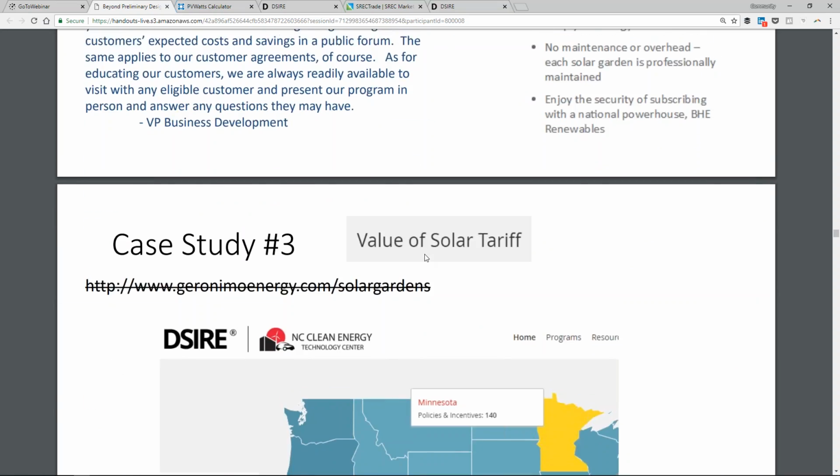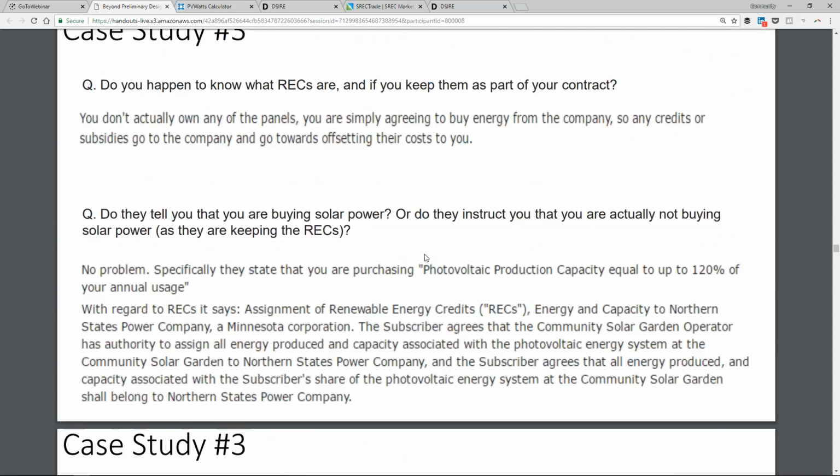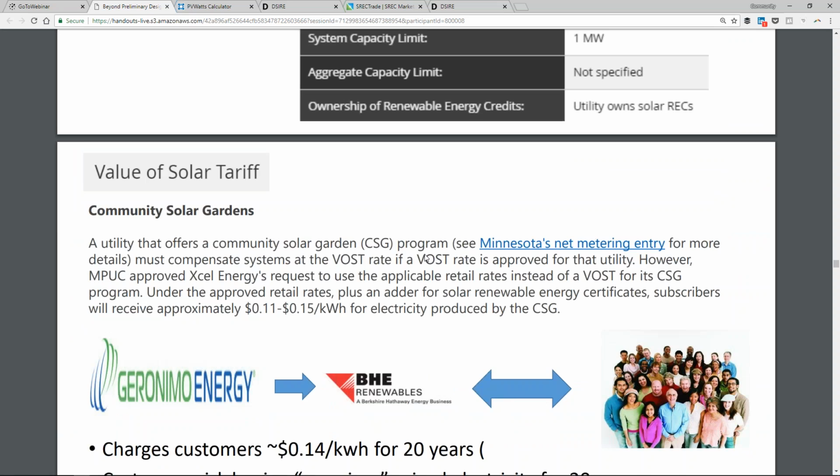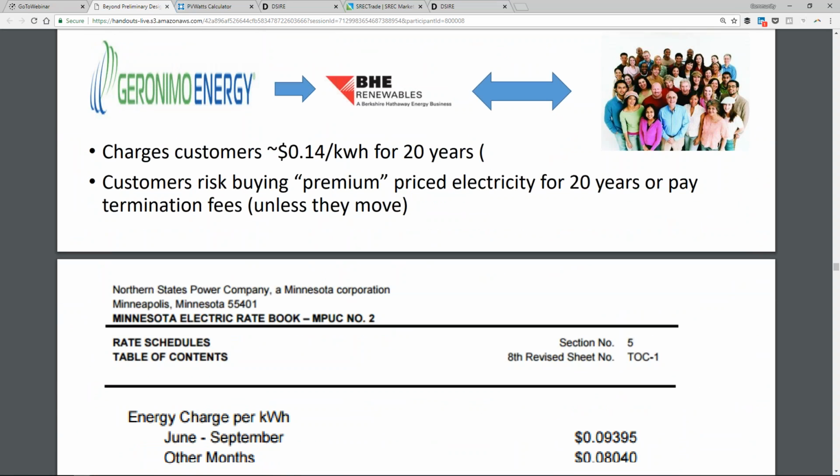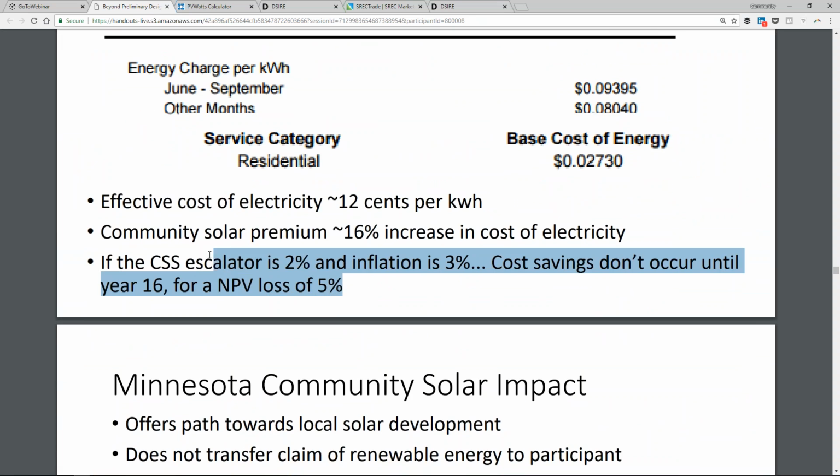In my assessments, looking at the rate escalators and stuff, it actually will result in a net present value loss to the customer, and you don't really break even until year 16 or so. So none of these customers who are participating in these community solar projects are going to end up saving any money. But they are locking in their rates, and solar is expensive, and they would normally be paying more for wind choice and stuff like that.